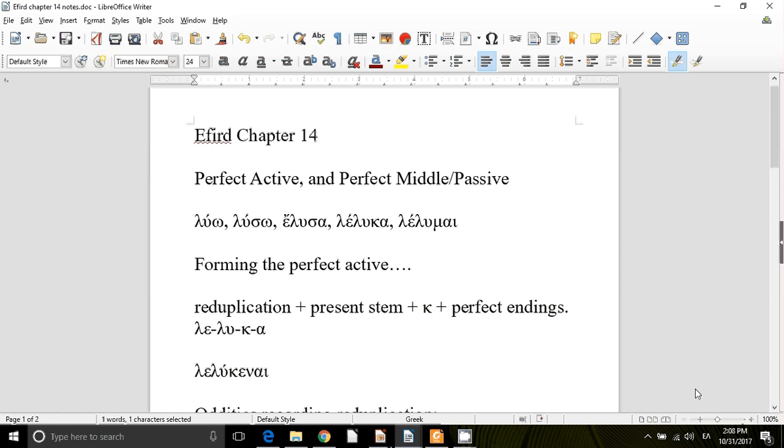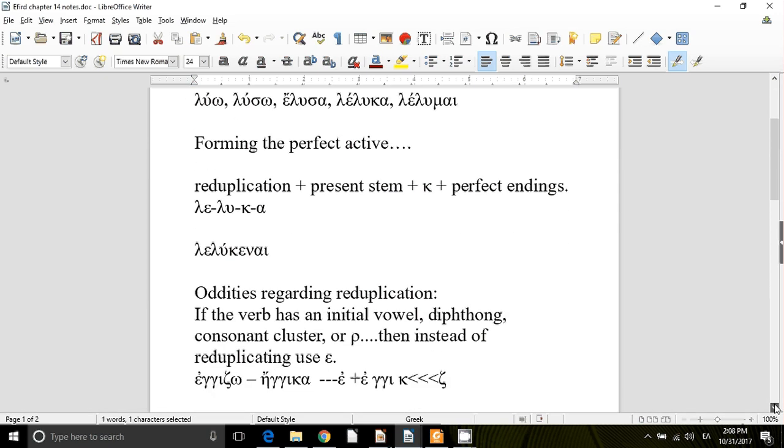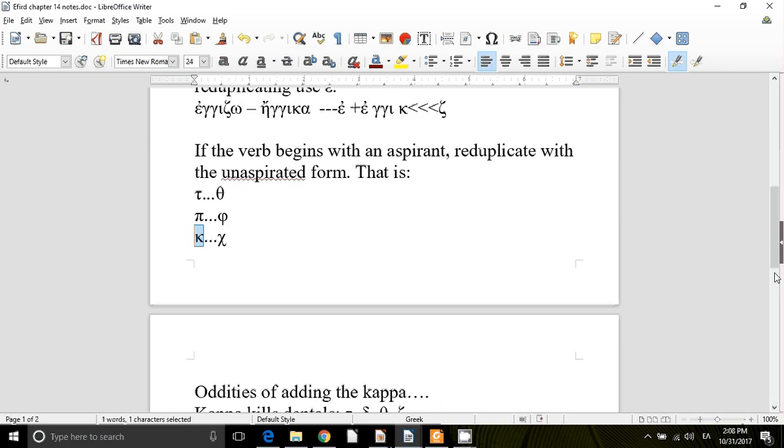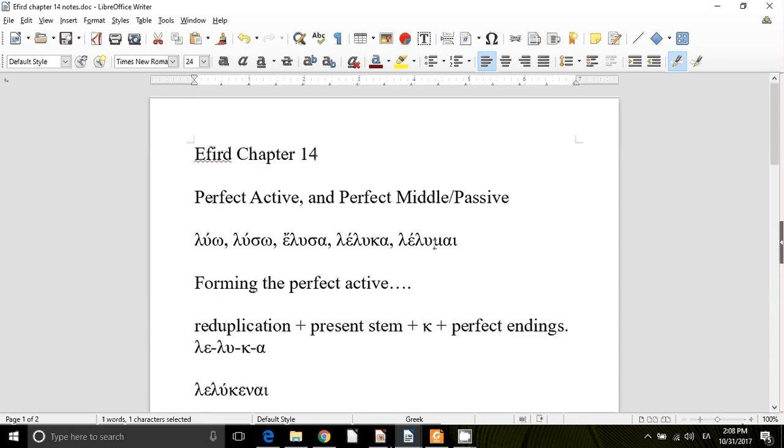So you need to make note of those, treat them as vocabulary on the top of page 71. And then we move on to the perfect middle passive, which is a different principal part. It's the fifth principal part. So up here, lelymai, that's the perfect indicative. So if we're going to translate all these principal parts, I loose, I will loose, I loosed, I have loosed for myself, or I was loosed.